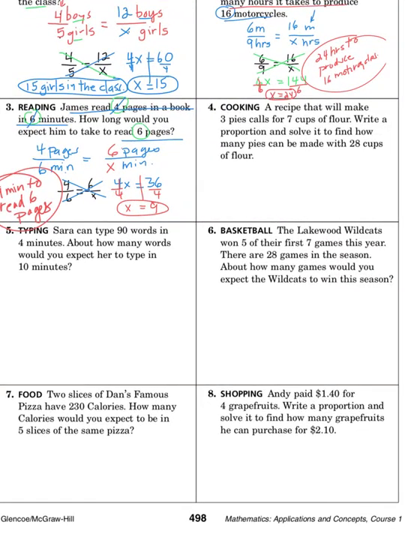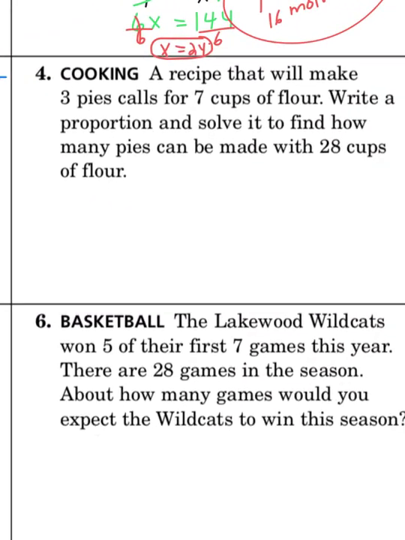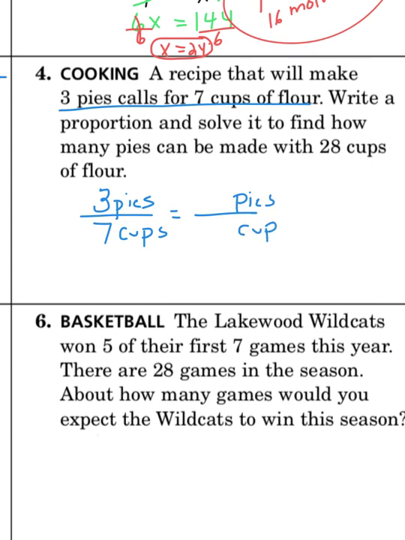Nice. All right, cooking. A recipe that will make 3 pies calls for 7 cups of flour. Look at that, information right there goes together. Immediately, I'm going to write down 3 pies calls for 7 cups of flour. So pie, anything about pies will go here, and cups will go here. Okay, so write a proportion. I started already. I used my 3 and my 7. And solve it to find how many pies can be made with 28 cups of flour.